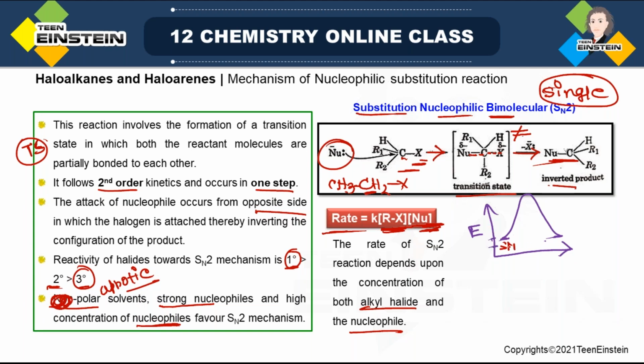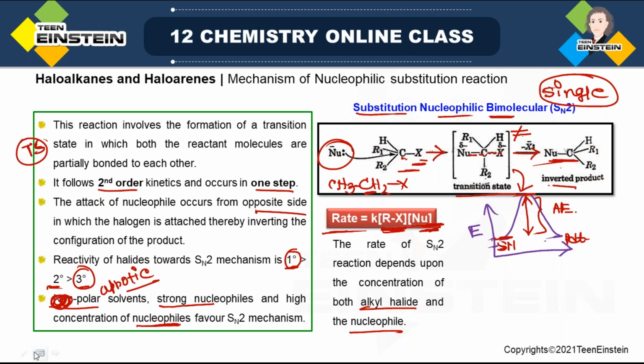So this is the starting material, that is alkyl halide, this is the position of product, and this peak that you are seeing here is basically the transition state. So see, its energy is very high compared to starting material and product, so it is very unstable. And this energy, that is the difference between the energy of starting material and the transition state, this energy gap is basically activation energy.